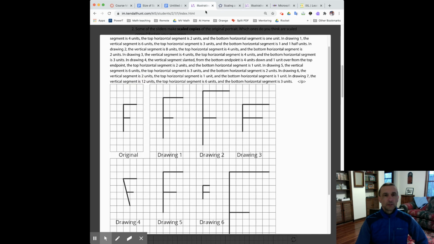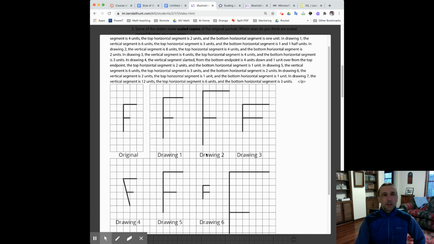When we look at scale diagrams, here is an original letter F. Drawing number 1 right next to it is a scaled diagram. It's a copy where every length has been multiplied by 1.5. So here's a length of 1, 2, 3, 4 for the height of the letter F. I multiply 4 times 1.5, and that makes 6. So this new height should be 6 units tall. 1, 2, 3, 4, 5, 6, and it checks out. This top line of length 2 becomes a top line of length 3, because 2 times 1.5 is equal to 3.